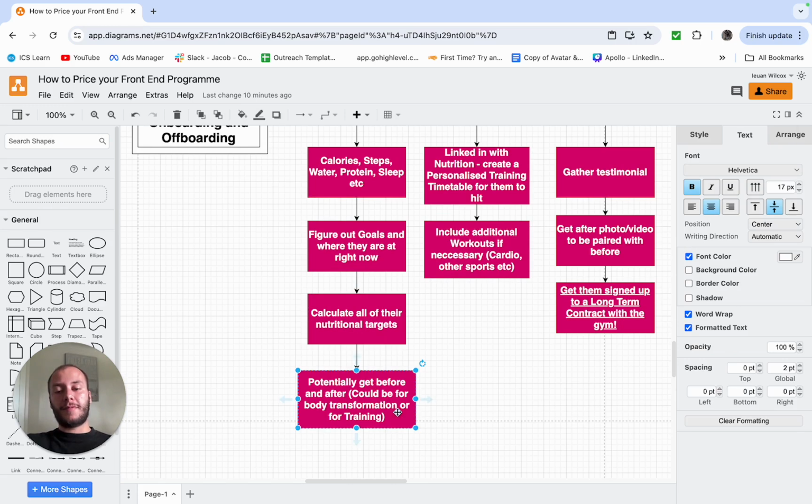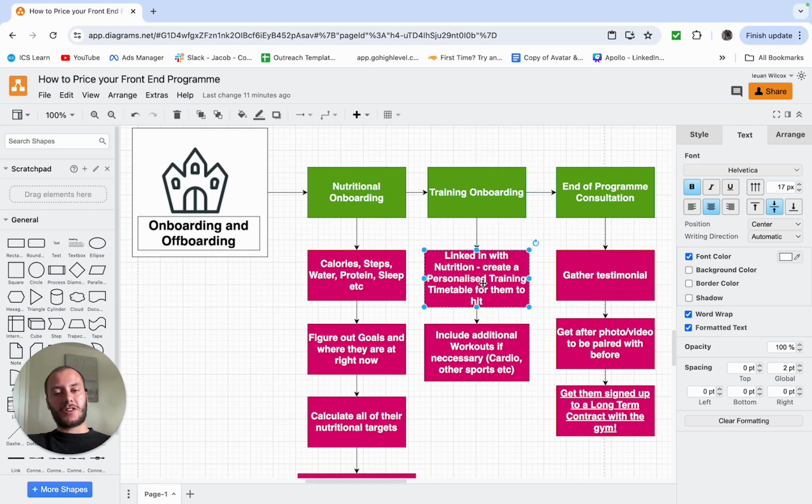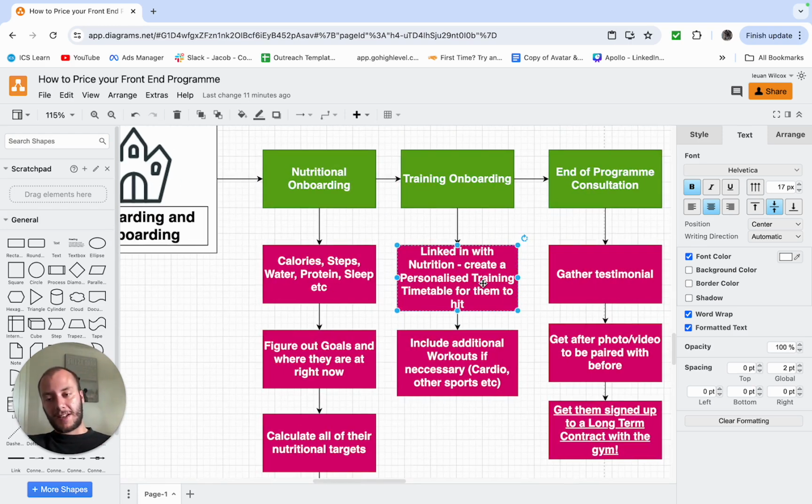Once you've figured that out, during this process you could potentially get some before and afters. Whether it's for a body transformation or even just videos of them training, it works really well. So a before and after to show if they're doing fat loss, or a video of them hitting the pads or doing a jiu-jitsu drill, which they can then compare from week 1 to week 6. Training onboarding can be linked in with nutrition if you want. You can make this its own session, but I think bolting the two on makes it most time efficient.